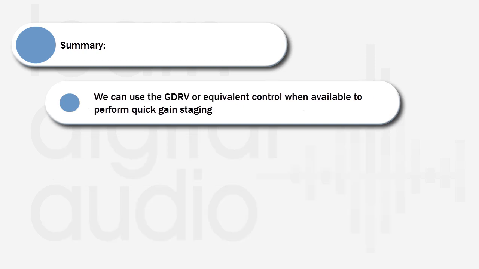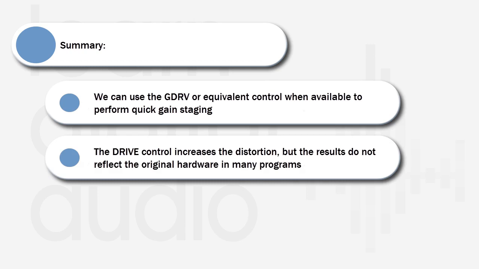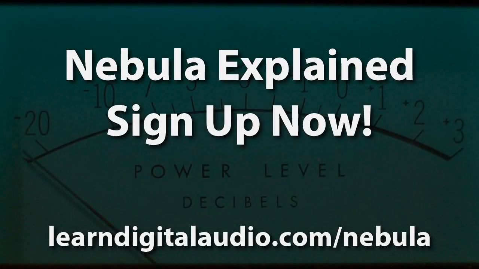We can use the GDRV or equivalent control when available to perform quick gain staging, but drive control increases the distortion, but the results do not always reflect the original hardware in many programs. Every Nebula program and sound source being processed is different and needs to have the gain staging set by ear. There is usually an input volume sweet spot where we are emulating the hardware being driven at just the level the third-party developer intended us to use it at.